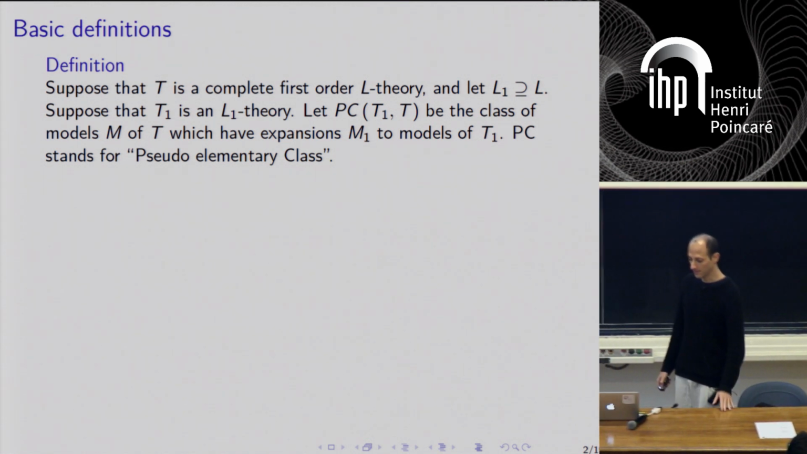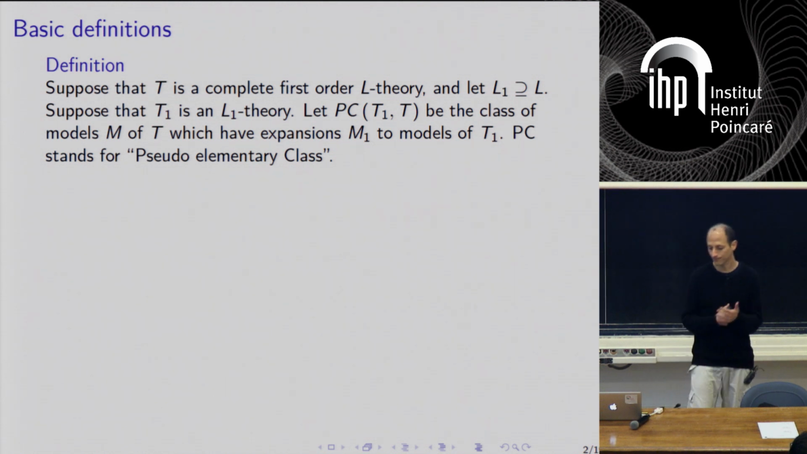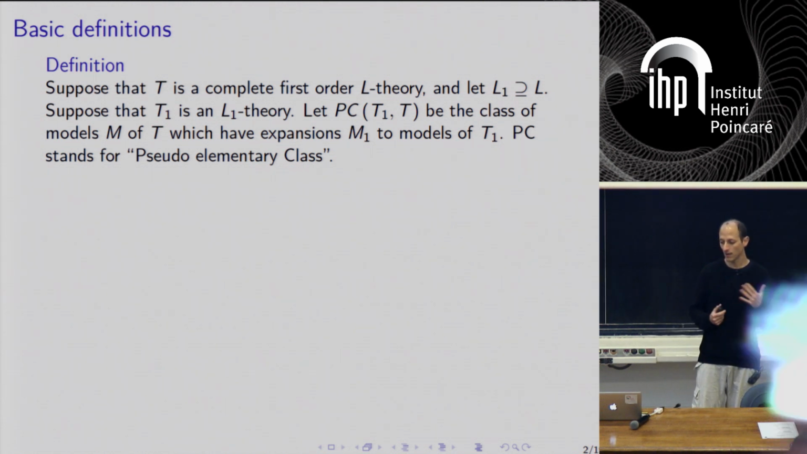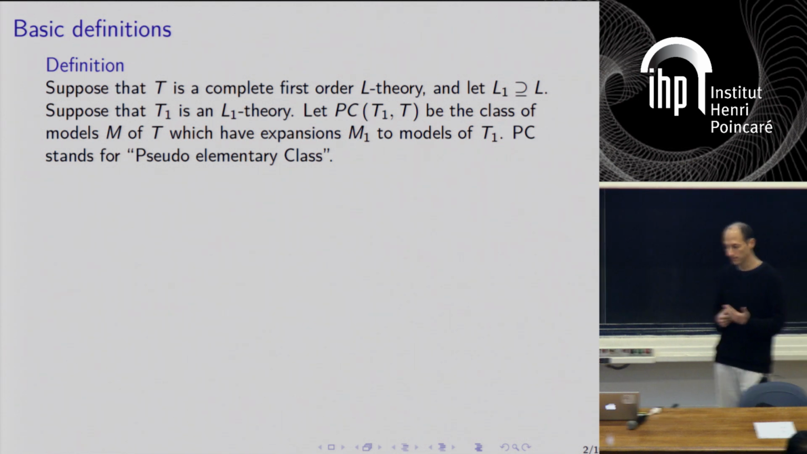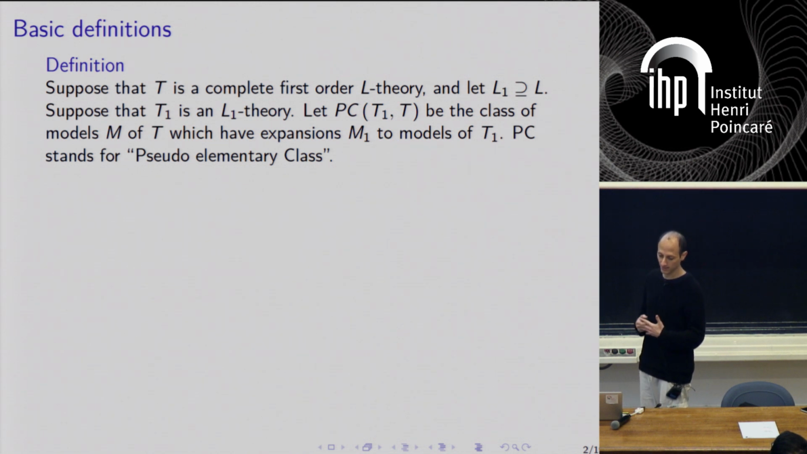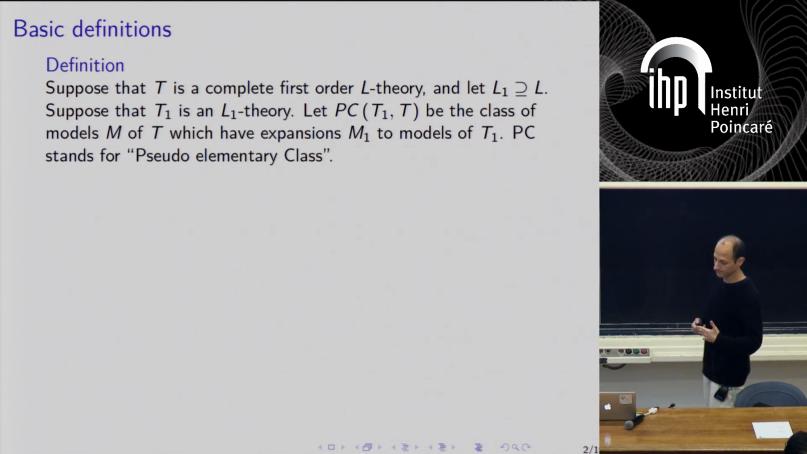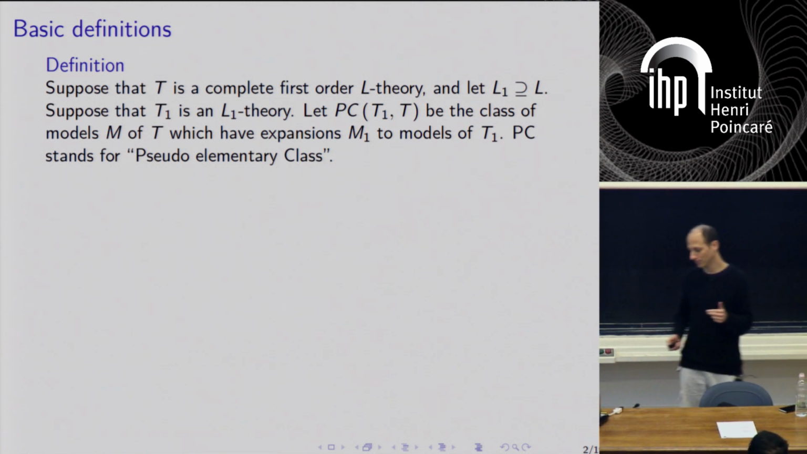Start with the definition. So T is any complete theory, and you have another language containing the original language of T, and T1 an expansion to that language. Then PC of T1, T is the class of models of T which can be expanded to models of T1. And PC stands for pseudo-elementary class.